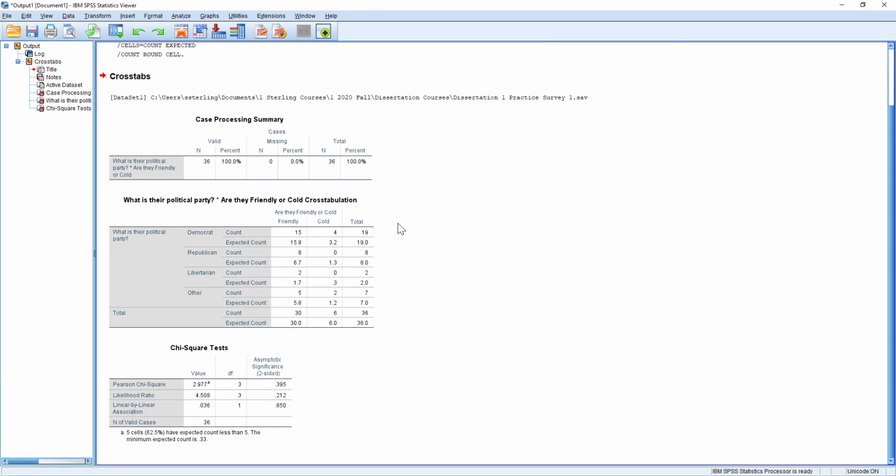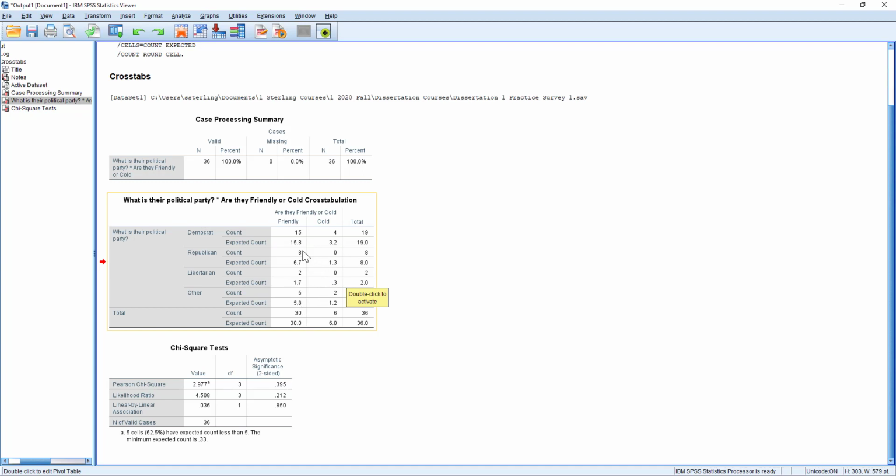And what you can see here is that when it comes to friendliness, our Democrats are a little bit less friendly than we expected. We expected to see 16 people here, but actually we see 15. But it's pretty close. Then over here, the Republicans, every single one of them is friendly, which is a pretty surprising outcome in my experience. I'm not saying that Republicans are unfriendly, but I wouldn't say they're 100% friendly, and so on.